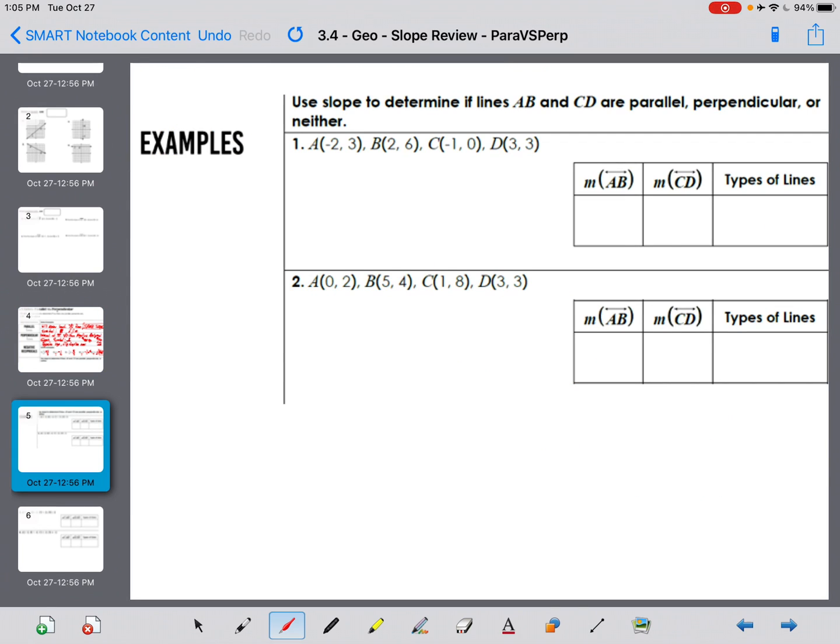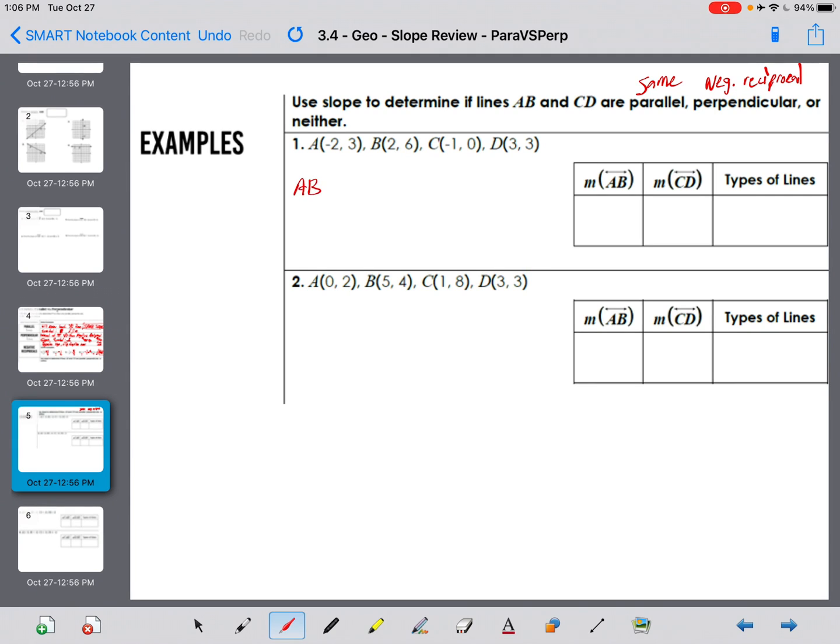Okay? This next thing needs to go with the examples here. Use the slope to determine if lines A and B and C and D are parallel, perpendicular, or neither. Parallel, let's remind you, same slope. Perpendicular, negative reciprocals. And if they don't have either same slopes or negative reciprocals, then they're not perpendicular or parallel. They're neither.